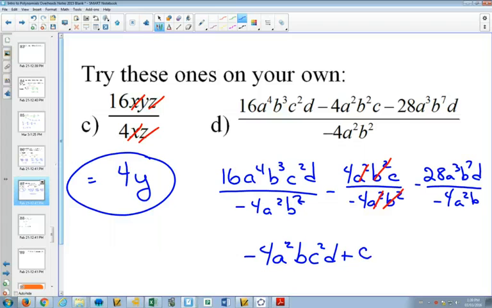The third one, is it going to be positive or negative? Positive. 28 divided by 4? 7. How many a's are we going to be left with? 1a. How many b's? There's 7 on the top. Oh, there's 2 on the bottom, so positive 5 left on top. And finally, there's a d.